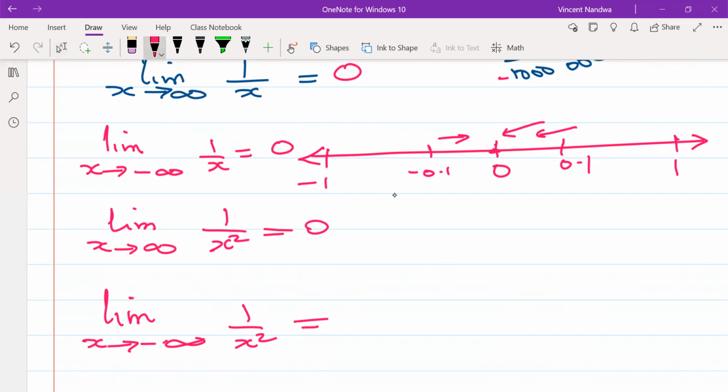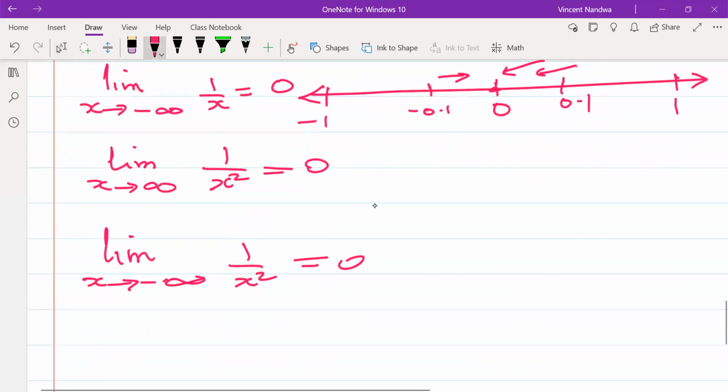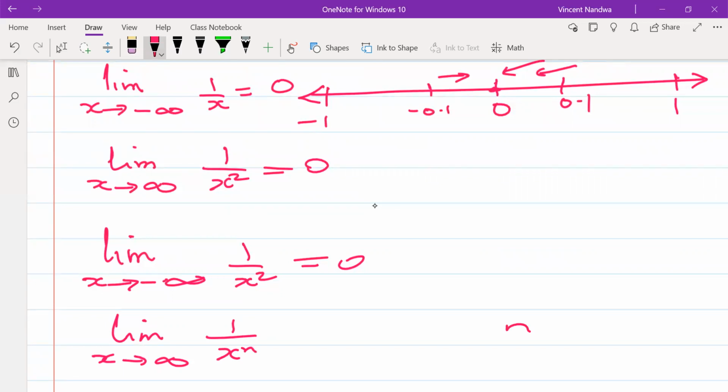Will still be 0, because as you square the denominator, you are making it larger than 1 over a large number, still going to 0. And what would be the limit as x approaches infinity of 1 over x power n, where n is still greater than 0? Still 0, correct.